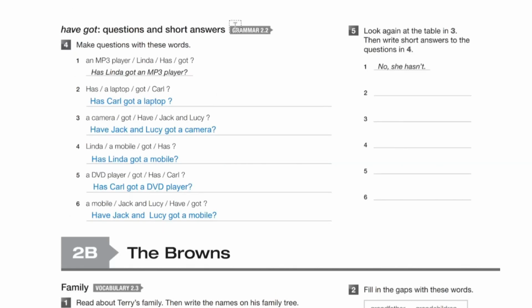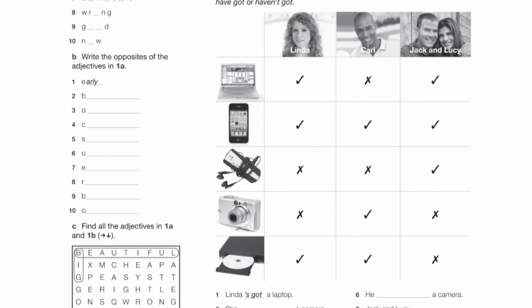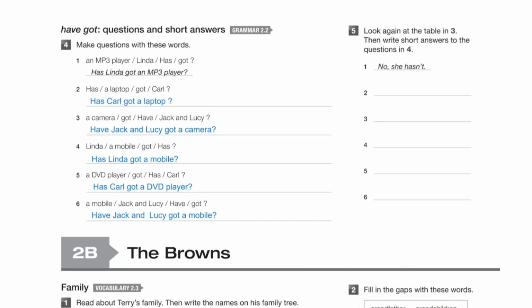Okay, now we're going to do number two. Has Carl got a laptop? For Carl, laptop, there's a cross. If there's a cross, he hasn't got it. So the question is, has Carl got a laptop? We say no, he hasn't. No, comma, he hasn't, and full stop.